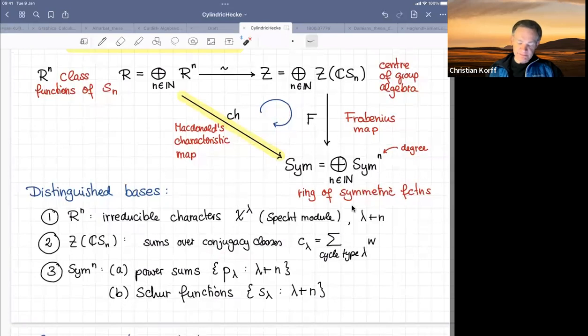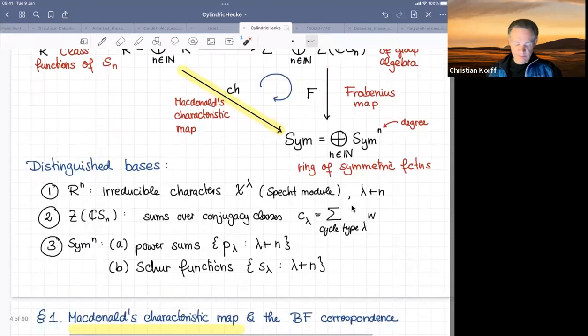But Macdonald's characteristic map does something different. It takes the irreducible character of your Specht module indexed by lambda and sends this to a Schur function S lambda. And the statement is that, with these vector space isomorphisms, this diagram commutes.